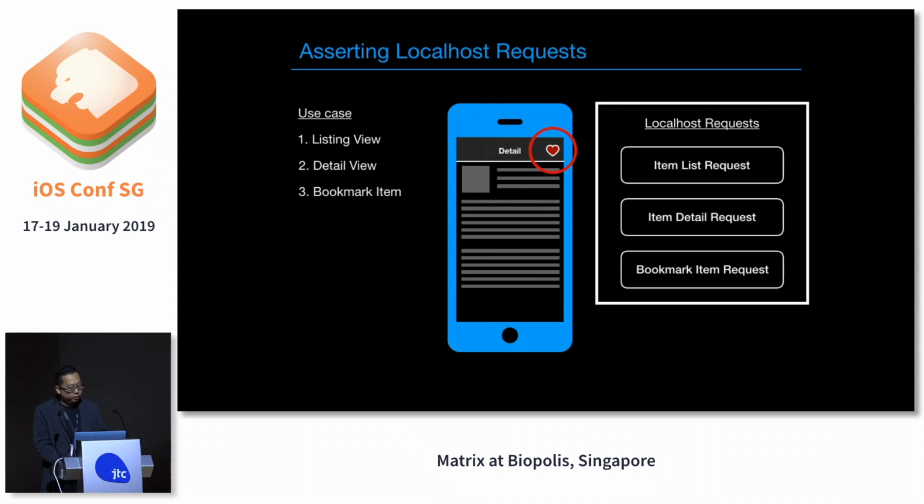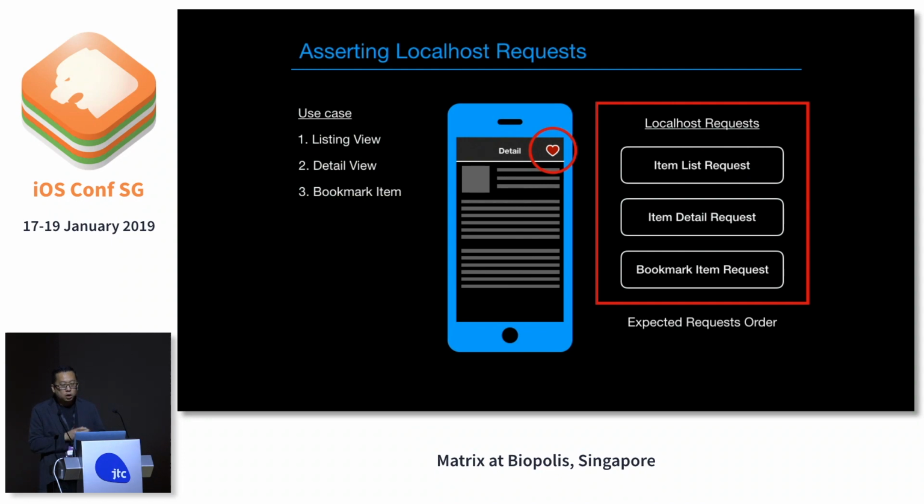So in this use case, we expect these three requests fired from the app to be received by the localhost server. We can use the SwiftLocalhost library to write tests to make sure these requests are being fired in this order, no more, no less.